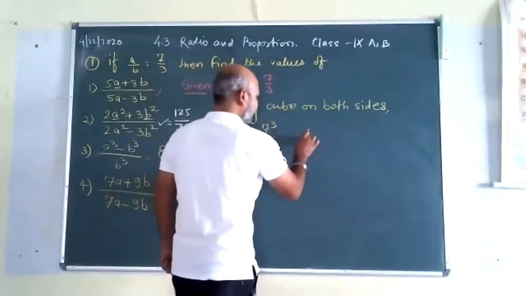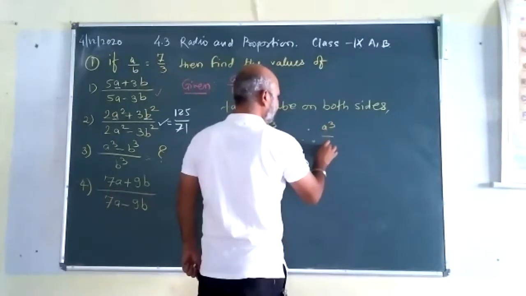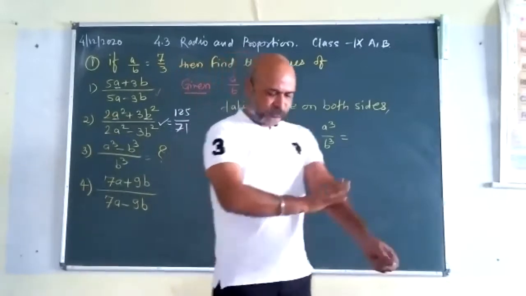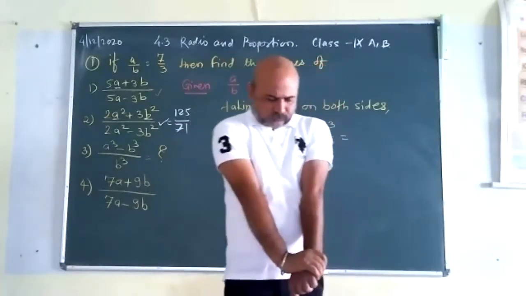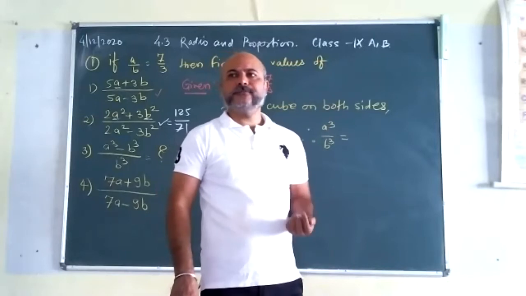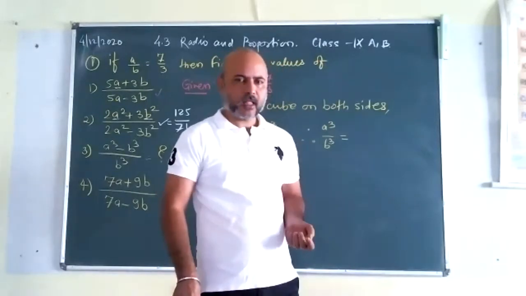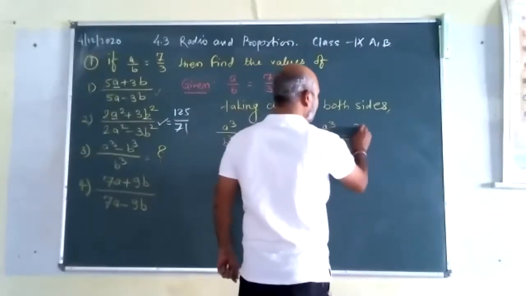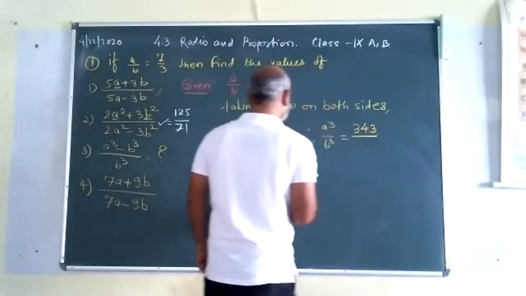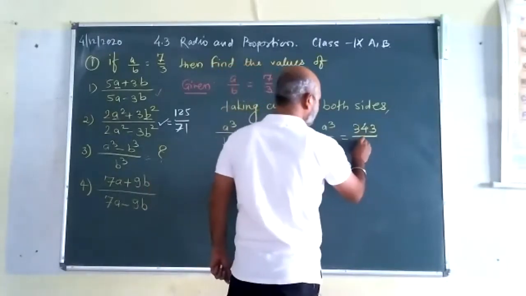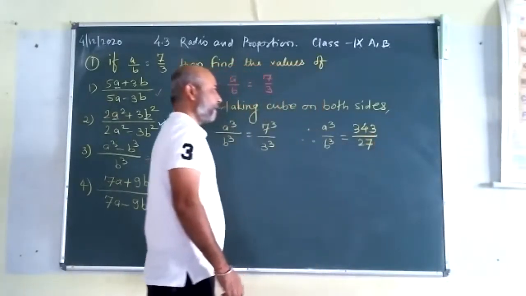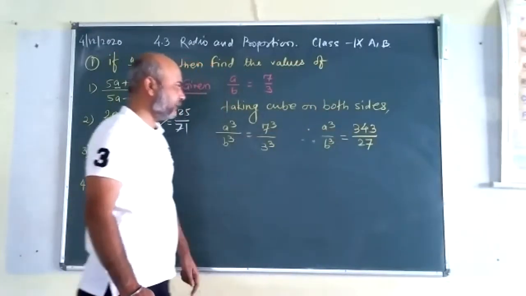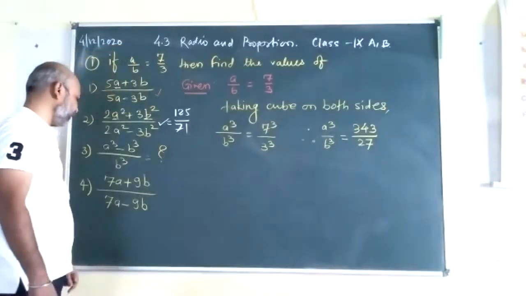So therefore, what you will get? a cube upon b cube is equal to what? 7 cube is what? Tell me fast. What is 7 cube? 343. 343 divided by 3 cube. 3 cube is 27. So now we have a cube upon b cube is equal to 343 upon 27.